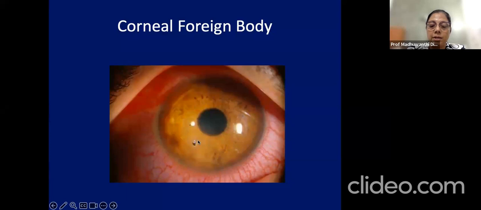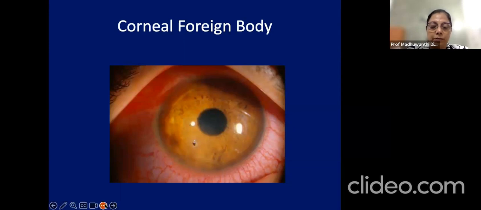It can cause damage to the cornea, which will later get infected or give rise to astigmatism. Or the other thing is, you can penetrate the cornea and then enter the anterior chamber, and you can cause an infection. So therefore, you should not try to remove this corneal foreign body. You have to refer it to an ophthalmologist.